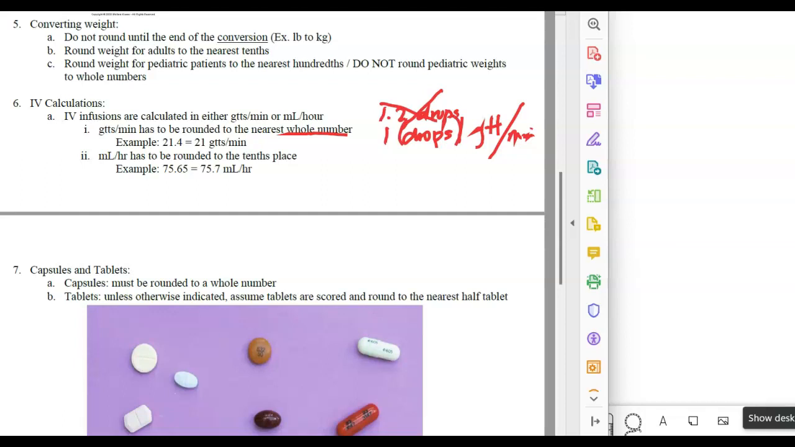Now, when it comes to mL an hour, you want to round to the tenths place. The main reason for that is most IV pumps, where you're going to program the rate of that IV medication, only go as far as the tenths place. So IV pumps usually, tenths place.